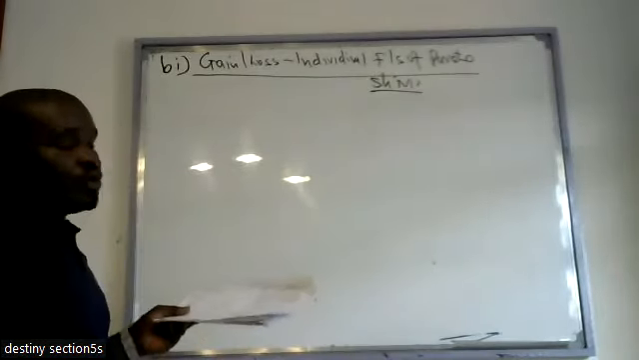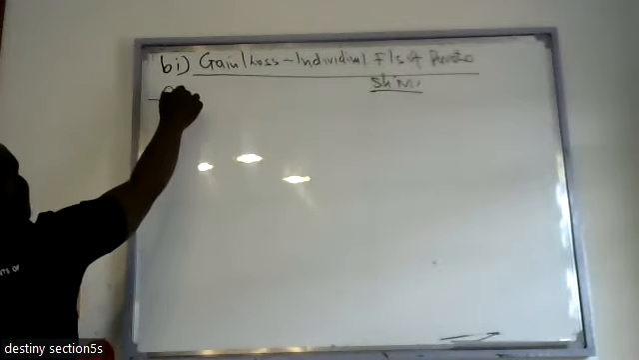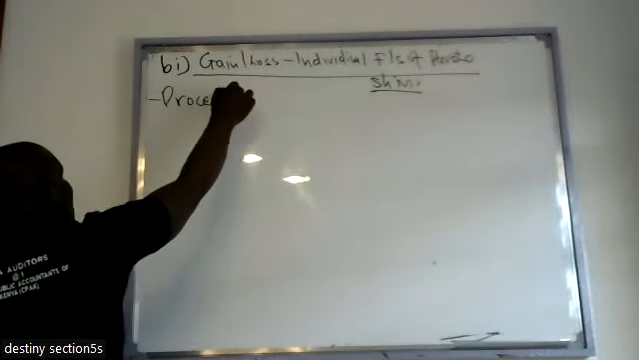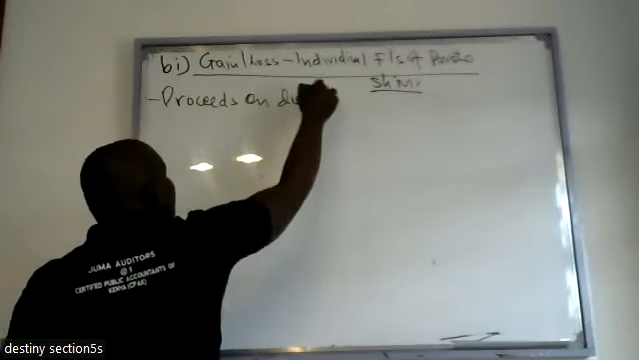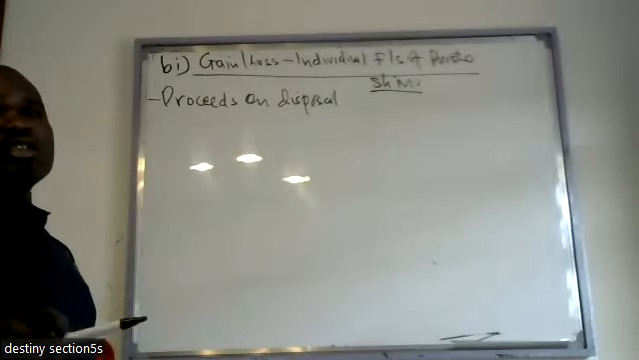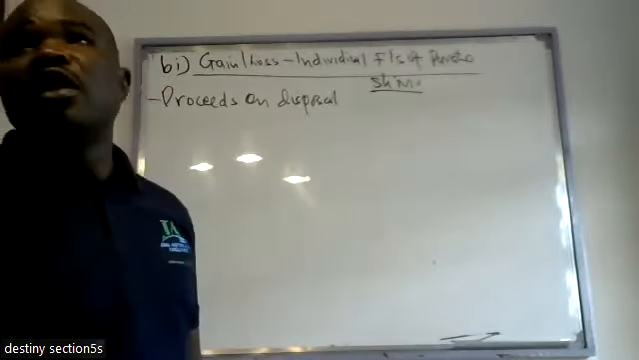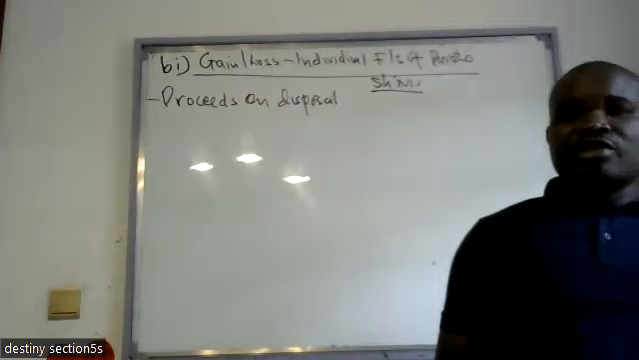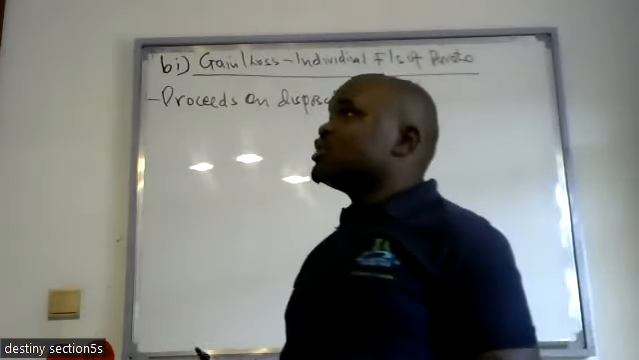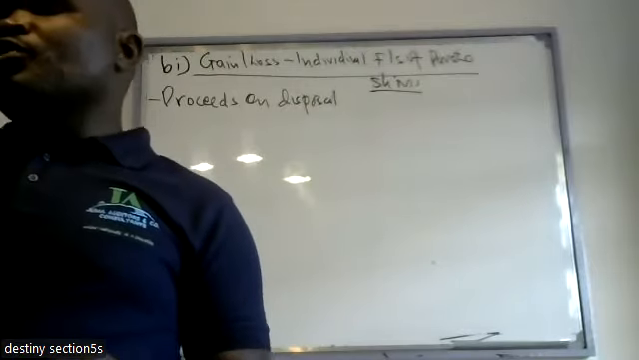So you say proceeds on disposal. Proceeds on disposal is the amount we received when we disposed of the subsidiary.